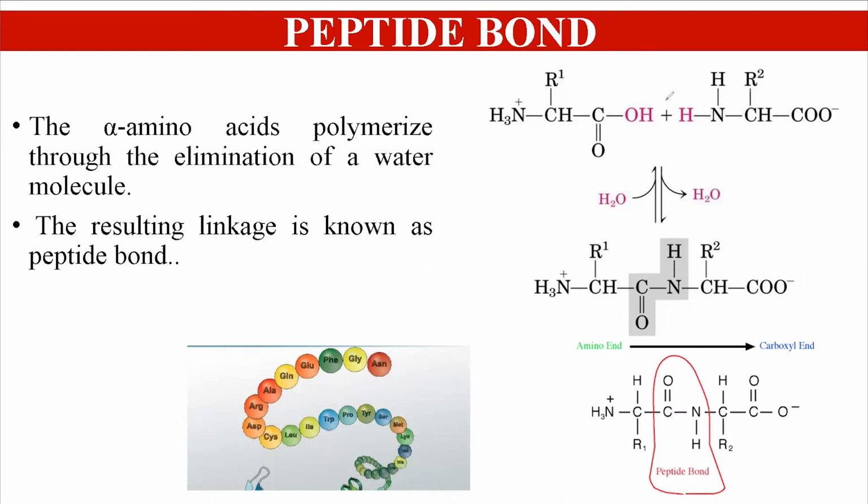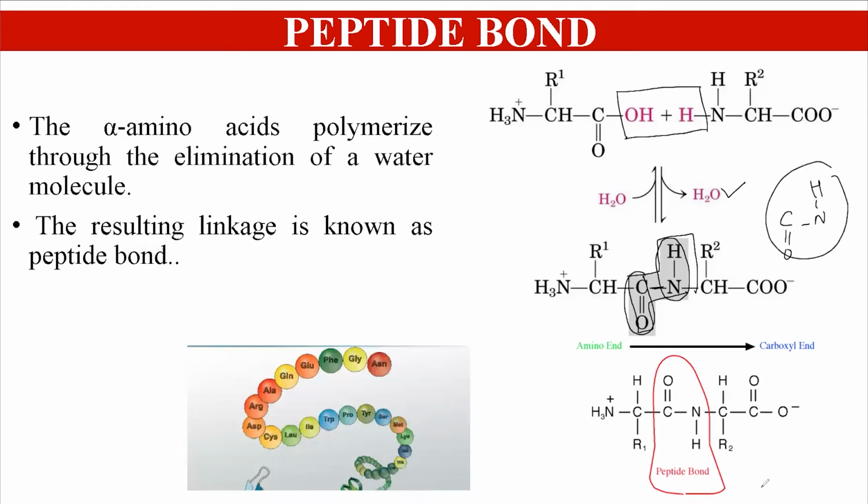So what happens is that water loss happens. So OH from one amino acid and hydrogen from the next amino acid are removed in the form of a water molecule, and the remaining molecules join together. And now you can see that a bond forms between the NH group of one amino acid and the CO group of the other amino acid. This bond is known as the CO-NH bond, and it has been named the peptide bond. So the peptide bond is basically the bond that forms between two amino acids by the elimination of a water molecule. All right, now let's move on.